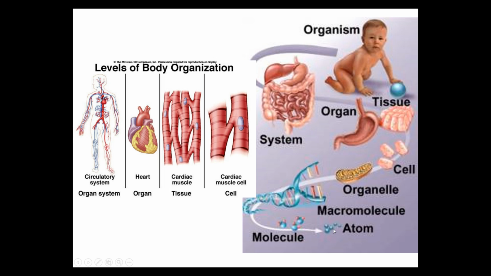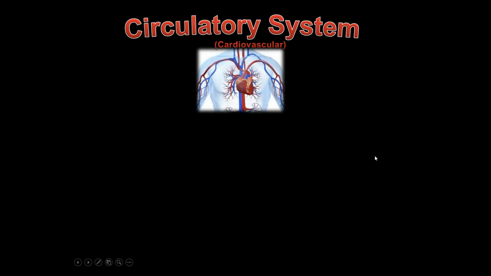So atoms, which are way smaller than what we're going to talk about in depth, make up molecules. Large molecules together are called a macromolecule, and they make up the organelles. Now, we've talked about that. Organelles make up a cell, to tissue, to organ, to organ system, and then organism. All of those things work together. All the body systems work together to make that organism. All right, so here we go.